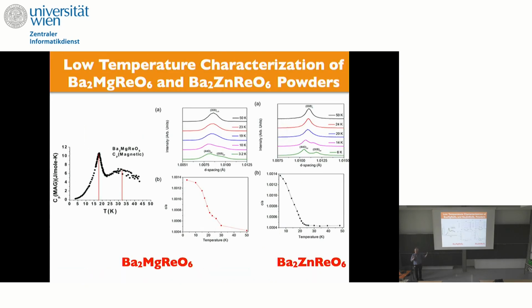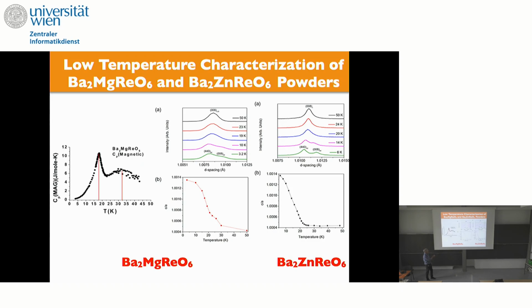So at about the same time, we had synthesized the same materials. Actually, we also synthesized a couple of different ones. And essentially, we reproduced all of the Japanese group's work, right? So we also saw two peaks in the heat capacity.